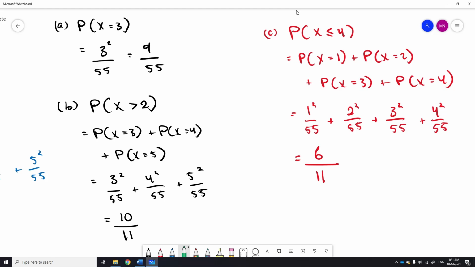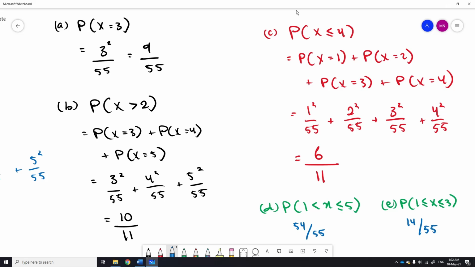Okay, so I want you all to try question D, probability of 1 less than x less than or equal to 5, and question E, probability of x less than or equal to 3. Now you can pause the video and try it by yourself. Okay, then the answer for question D is 54 over 55, and the answer for question E is 14 over 55.